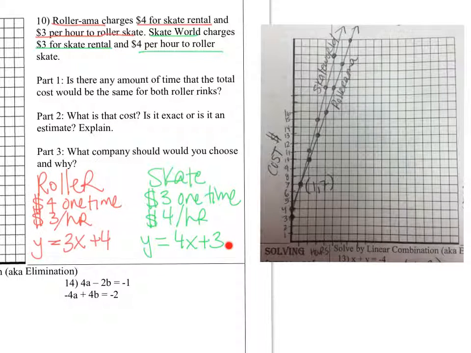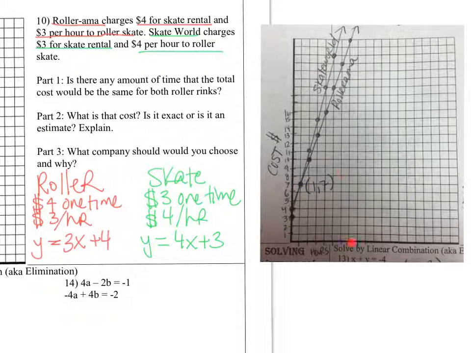Now, Skate World is the reverse. Skate World starts at 3, but it rises faster. So it goes up 4 over 1, up 4 over 1, up 4 over 1. And if you draw those two lines, they're kind of hard to tease apart. But as you were graphing it, you probably noticed that you created a point for both of them at the same point here at (1, 7).